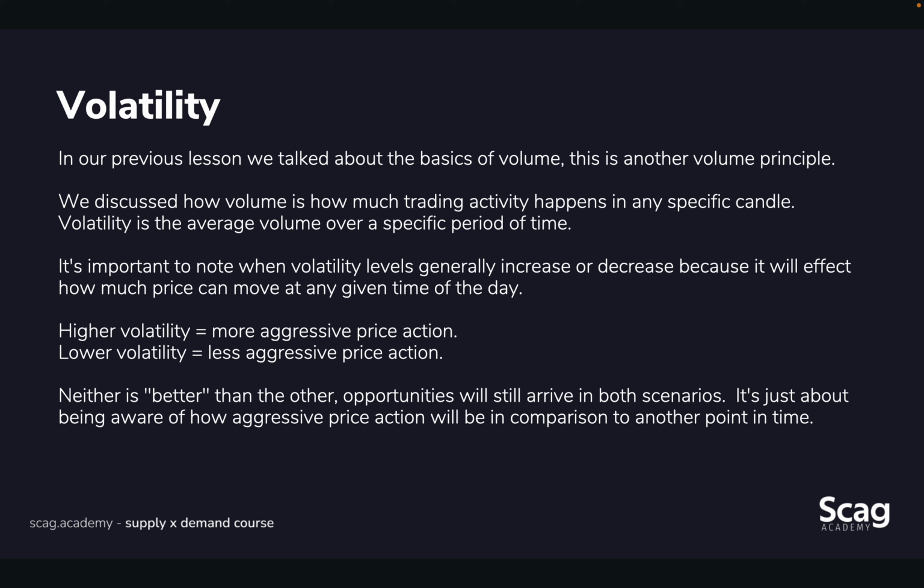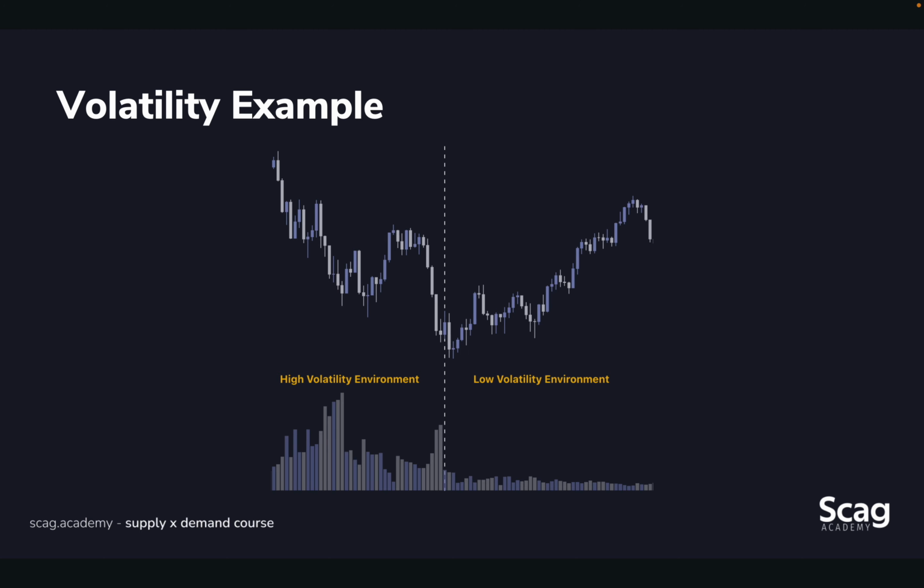So we're going to just use a quick little example of this. Again, there's not too much to know here. It is just the average volume over a specific period of time. And here's just a really easy example of that. On the left side of this, we could see a high volatility environment. The average volume in that period of time is very high. And then you could see on the right side a low volatility environment where the volume is much lower. The candles are also, generally speaking, a little bit smaller than what you see on the left side, right?